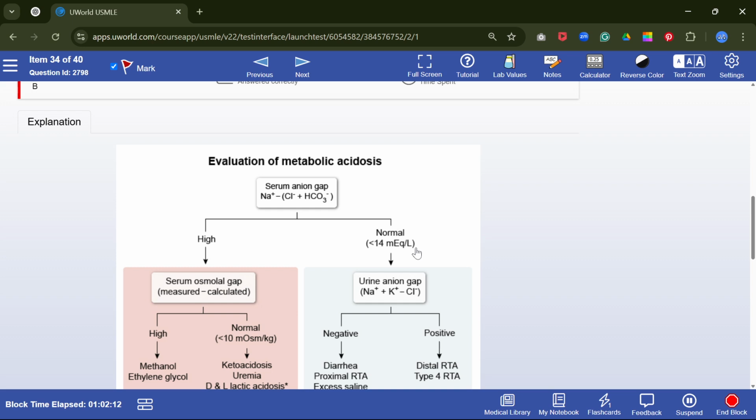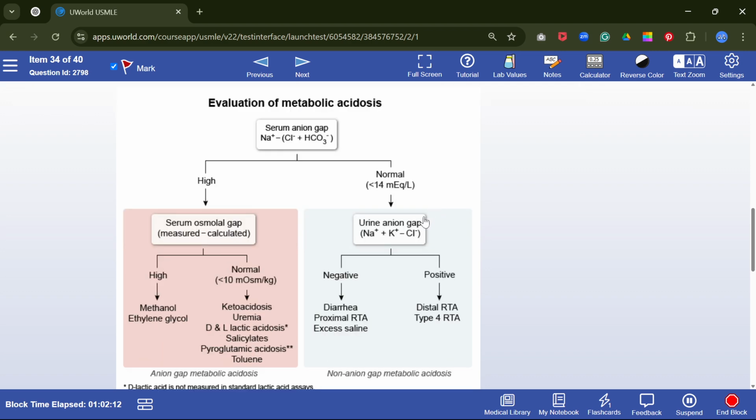And if we want to find the causes of normal anion gap metabolic acidosis, what we need to do is the urine anion gap. Urine anion gap is urine sodium plus potassium minus chloride. In this way we can find out the urine anion gap. So we need to find out the urine sodium, urine potassium and chloride, and with this we can find out the cause.